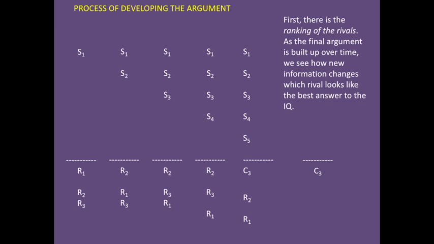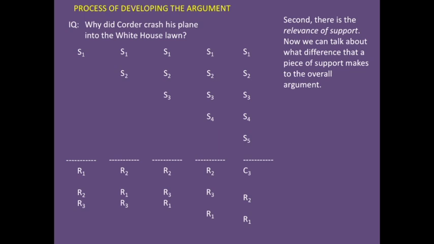The last tool, then, that we want to bring to the table is the relevance of support. So if the goal of an argument is to figure out what is the best answer to a particular question, then when you're gathering support, you're going to want to include information that helps you to make that decision. And with this picture of the ranking of the rivals, that's going to be information that makes a difference to the ranking of the rivals. Notice, if a piece of support doesn't have an effect on how you think about the different answers to a question, then it probably doesn't belong in the argument.